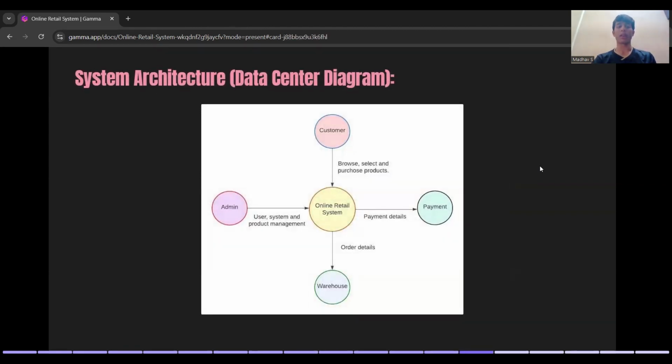This is a system architecture. It is based on a data-centric diagram. So this online retail system consists of four entities called customer, admin, warehouse, and payment. So the customer can browse, select, and purchase any product. The admin is the user and the system that manages the online retail system. Then the payment details is given to the payment, and the order details is given to the warehouse.